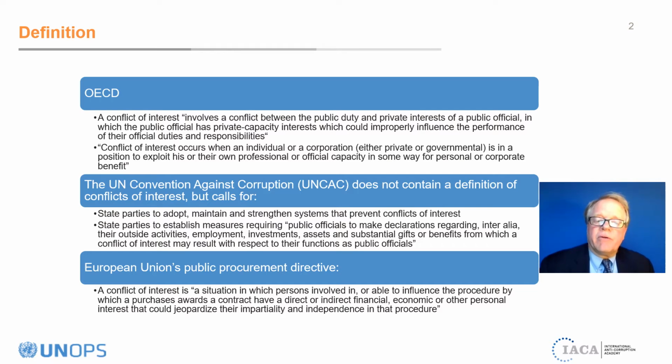The UN Convention Against Corruption, the UNCAC, does not contain a definition of a conflict of interest, but it calls for state parties to adopt, maintain, and strengthen systems that prevent conflicts of interest. State parties are to establish measures requiring public officials to make declarations regarding, among other things, their outside activities, employment, investments, assets, and substantial gifts or benefits from which a conflict of interest may result with respect to their functions as public officials.